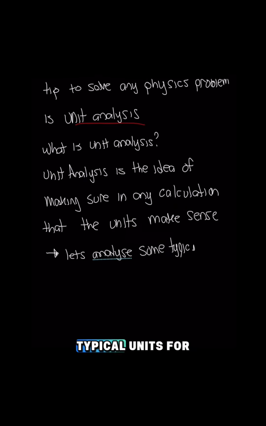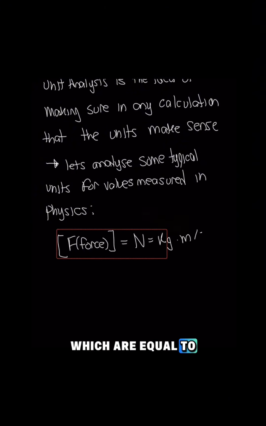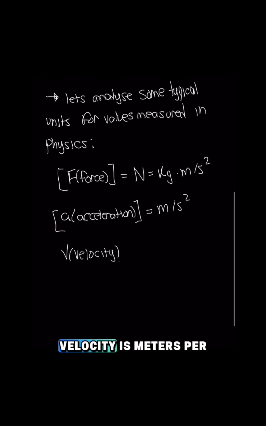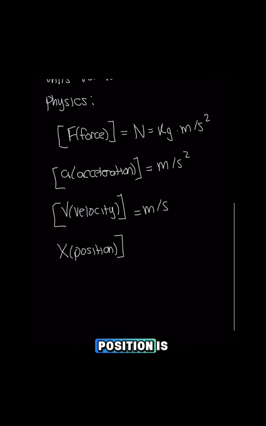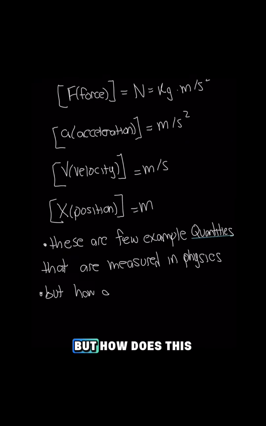Let's analyze some typical units for values measured in physics. The units of force are newtons, which are equal to kilograms times meters per second squared. The unit for acceleration is meters per second squared. Velocity is meters per second. And the unit for position is meters. These are a few example quantities that one measures in physics, but how does this tip help?